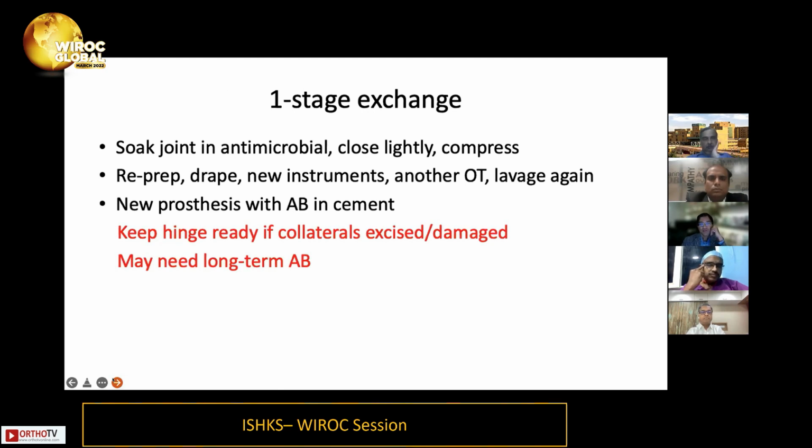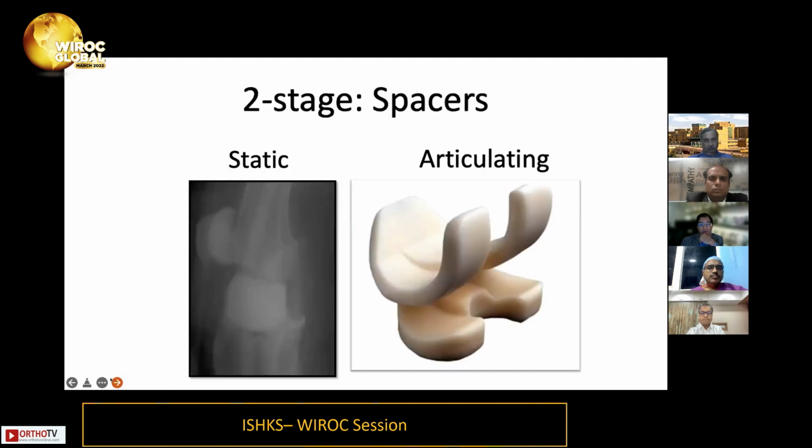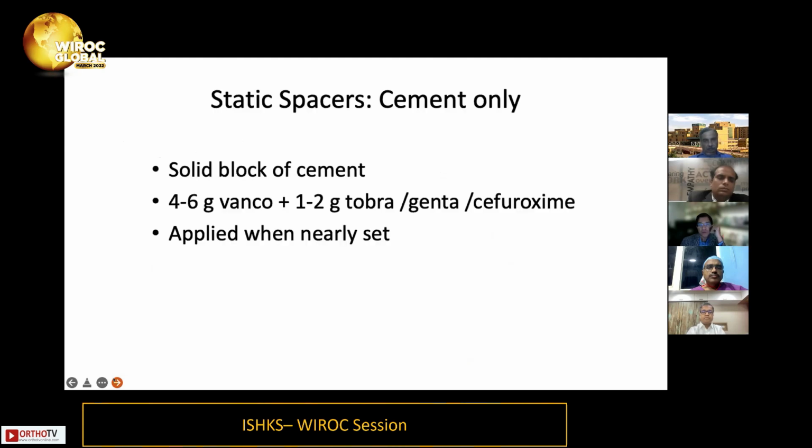In a one-stage exchange, it's important to soak the joint in the antimicrobial, close lightly and compress, then re-prep, drape, use new instruments, preferably another OT, lavage again, and use a new prosthesis with antibiotics and cement. Many of these may require a hinge if the collaterals are excised or damaged, and may need long-term antibiotics. A 2-stage exchange is done using a spacer in the interim period. These could be static or articulating.